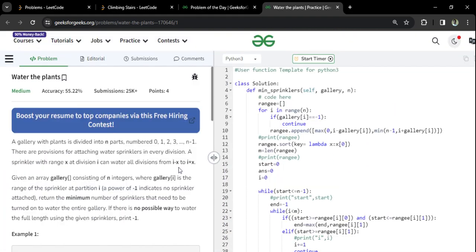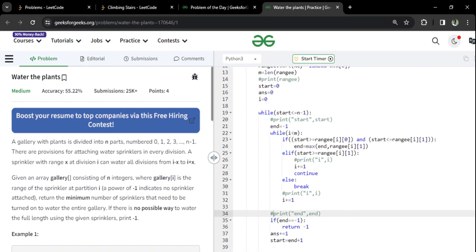The requirement is we have to cover all the indices, and the second requirement is that we have to take the minimum possible number of sprinklers. So how to ensure both of them? We are taking the ranges and making a separate array. We are sorting it based on the starting point, and then once our start is fixed, the initial start will be 0. Then we are proceeding further. Once a range is explored, we are not going back to it. As simple as that.